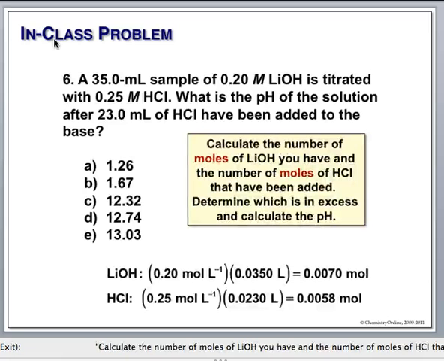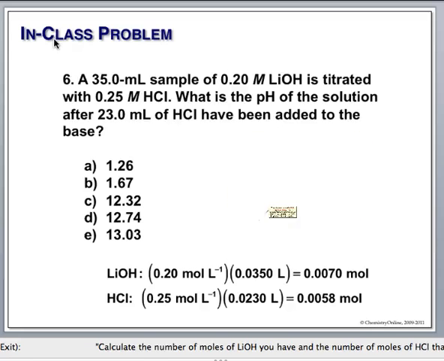So for lithium hydroxide, we have 0.2 molar, 35 mLs. For HCl, we have 0.25 molar, and we have 23 mLs. So after we've added our 23 mLs, we have added 0.0058 moles of HCl to our 0.007 moles of hydroxide. That means that we still have excess hydroxide, right? Started off with 0.007 moles. We've added 0.0058 and neutralized. We now have an excess of lithium hydroxide.